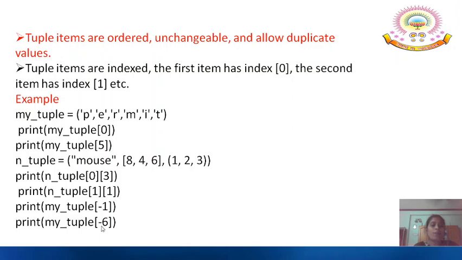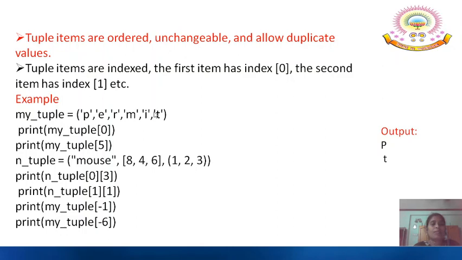Now you are going to print minus 6. Minus 1, minus 2, minus 3, minus 4, minus 5 and minus 6. So P will be printed. So this will be your output. My tuple of 0 means P. My tuple of 5 means 0, 1, 2, 3, 4, 5.